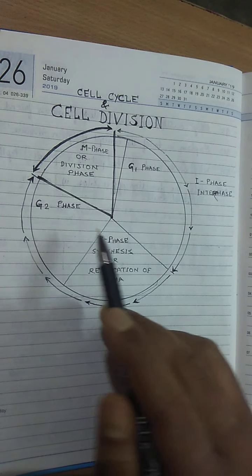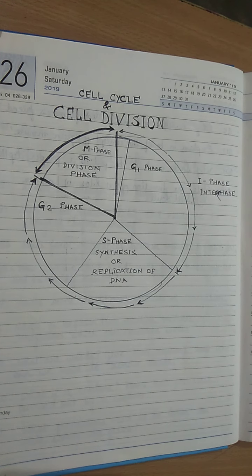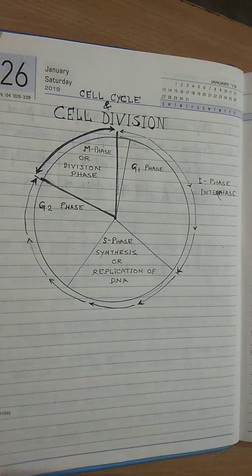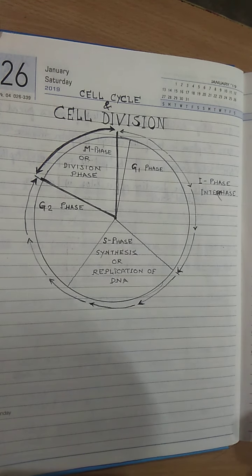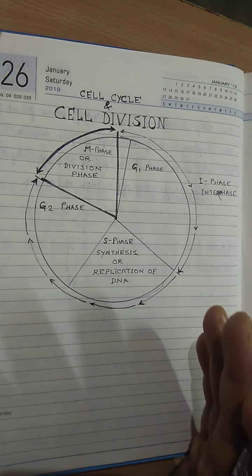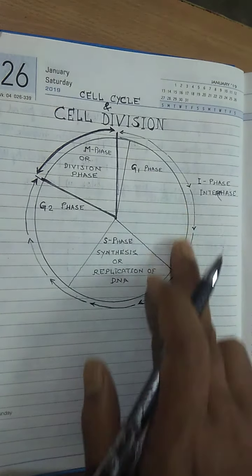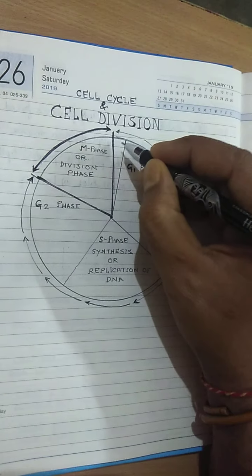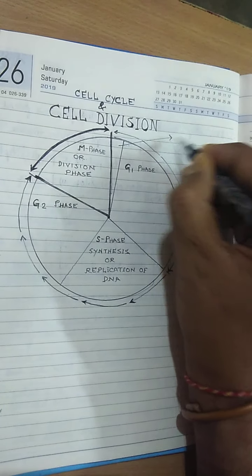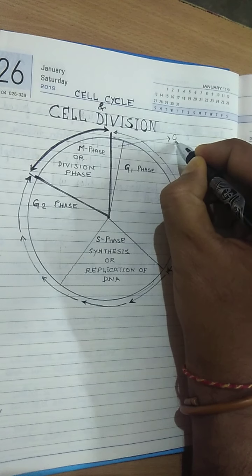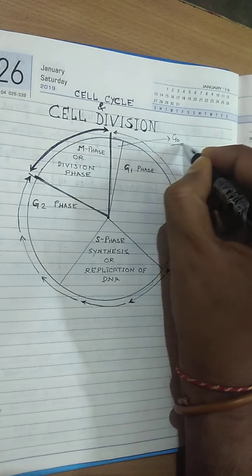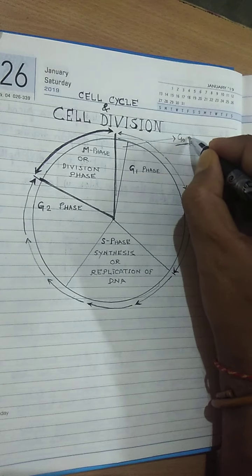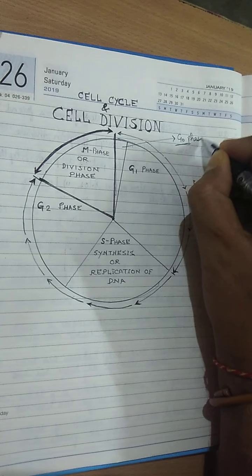However, in certain cells, like for example your nerve cells, they are formed only once. So once they are formed, the cell remains metabolically active but does not go into preparation for the next division. So this stage of resting is called the G0 or the quiescent phase or the resting phase, G0 phase or the quiescent phase.